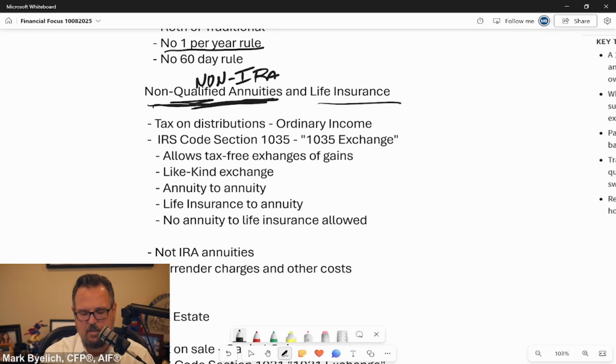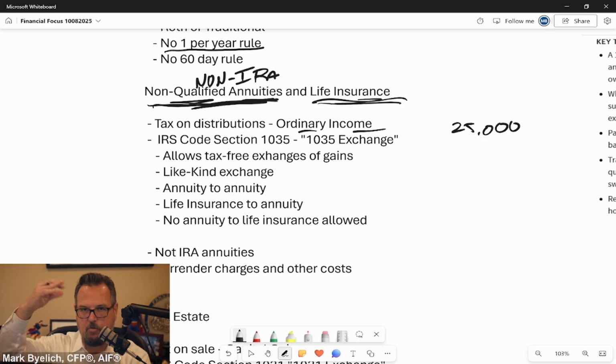I don't know, can life insurance ever be in a retirement account? Not that I've ever heard of, but if somebody's ever heard of that, just let me know. But non-qualified annuities and life insurance. So again, taxes on distributions are ordinary income, just like you earned it. So that $25,000 I used as an example would flow right into those graduated marginal tax brackets, and you would be taxed just like you earned it.